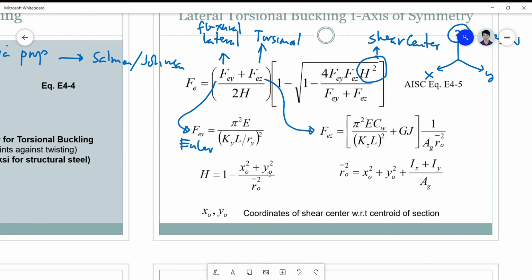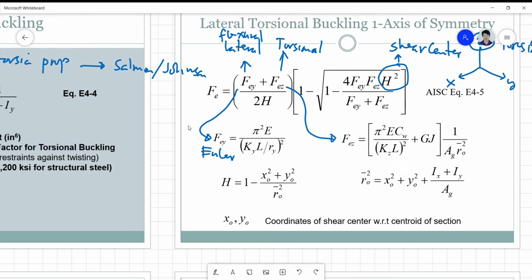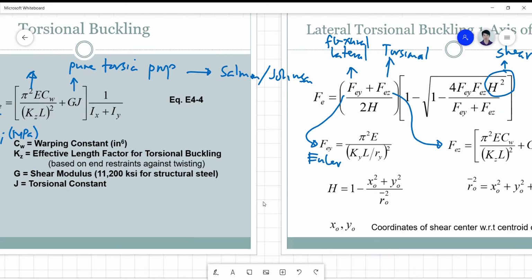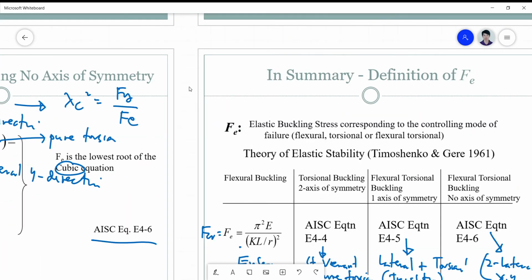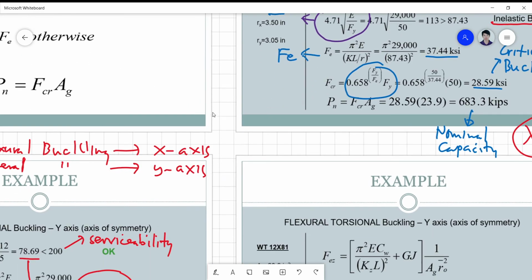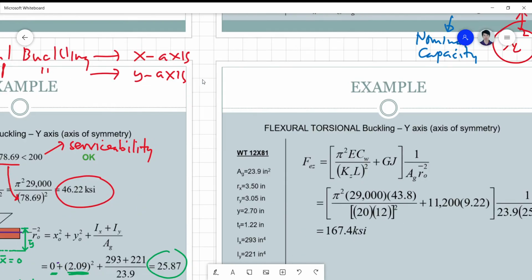Alam natin Xo. O ano pa yung kulang natin dito? Meron na rin tayong Fey. Wala tayong Fez. Ayan. So, madali naman kunin si Fez. Dito tayo. Ayan. Fe yan. Fe. So, wala naman tayong kailangan kunin dahil given lahat yan. So, ang gagawin mo na lang is to plug in the formula. Okay? So, hindi mahirap pero marami lang formula.